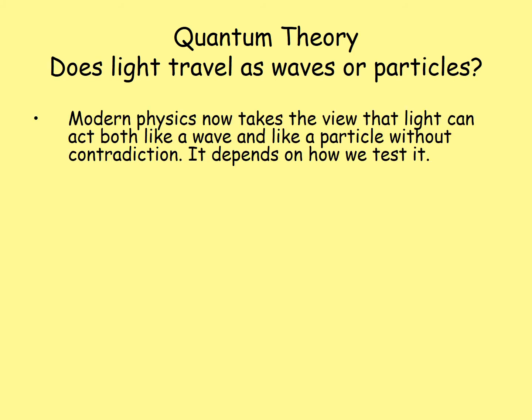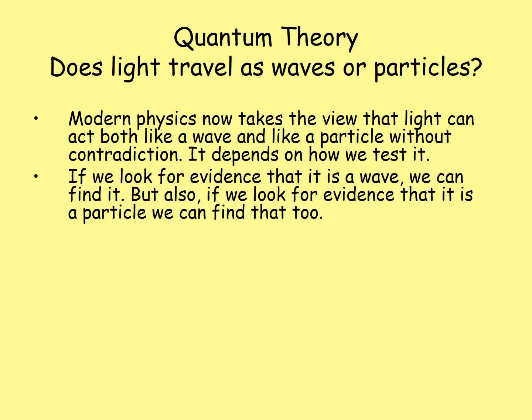Modern physics now takes the view that light can act both as a wave and like a particle, without a contradiction in what it's able to do. It just depends on how we test it. Essentially, if we look for evidence that light is a wave, we test it by wave conditions, that's interference, reflection, refraction, diffraction. We will find evidence of these things happening. But also, if we look for evidence as a particle, for example, in the photoelectric effect, where it's acting like discrete packets of energy, we'll find that too.